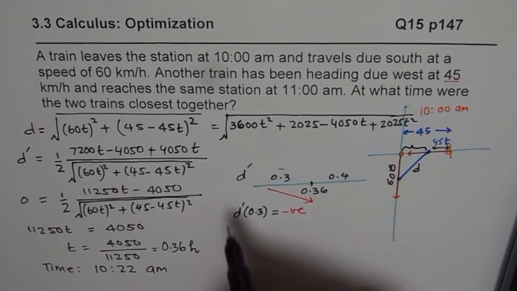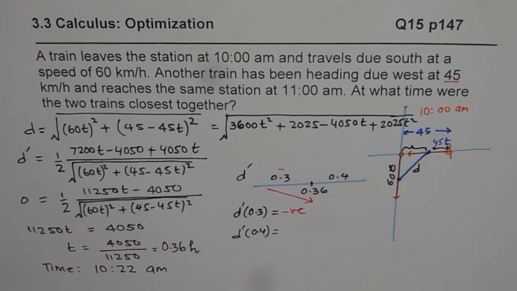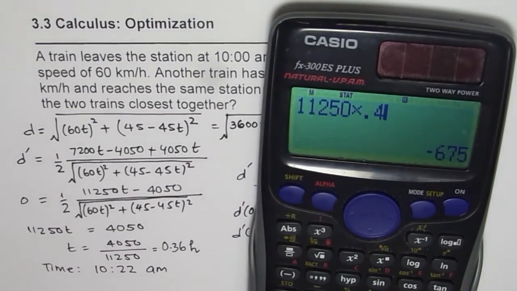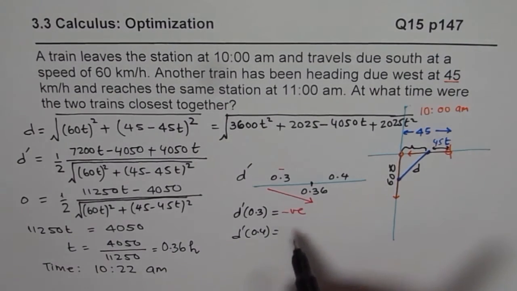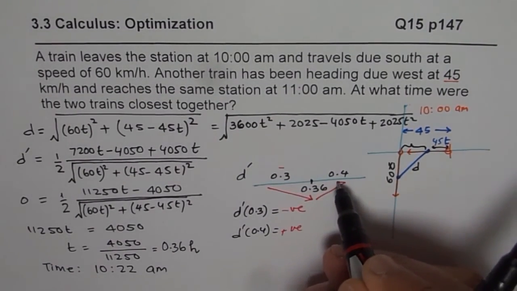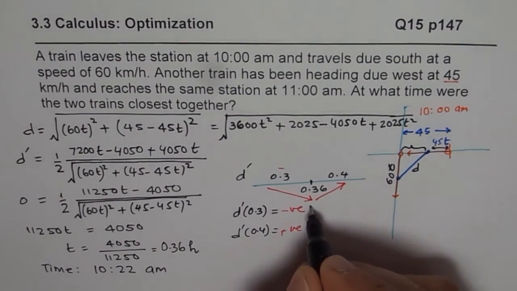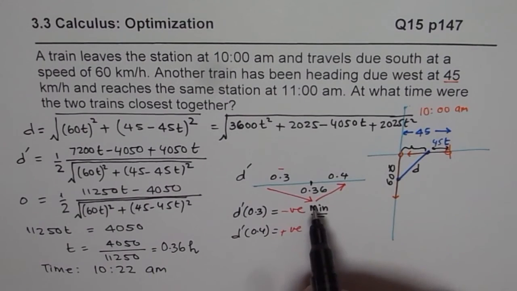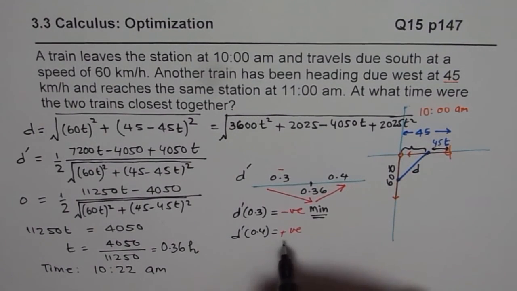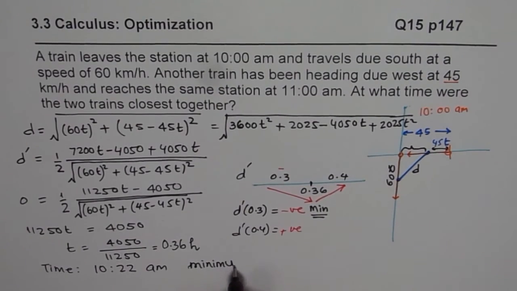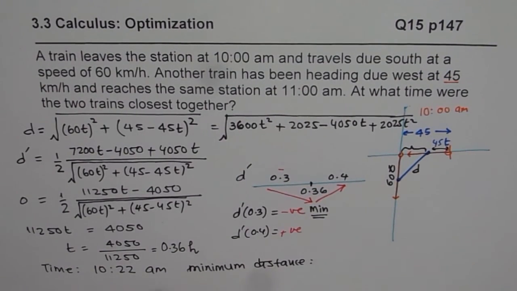So let us figure out the value when we substitute 0.4 here. If you substitute 0.4, then you will get 11250 times 0.4 minus 4050 equals plus 450. So you get a positive number, plus 450. So it is increasing thereafter. When the rate of change changes from decreasing to increasing, what do we have? We have a minimum, right? So therefore, there is a minimum after 0.36 hours when the first train left. Do you see that? That is kind of important to prove. So that shows it's the minimum distance.